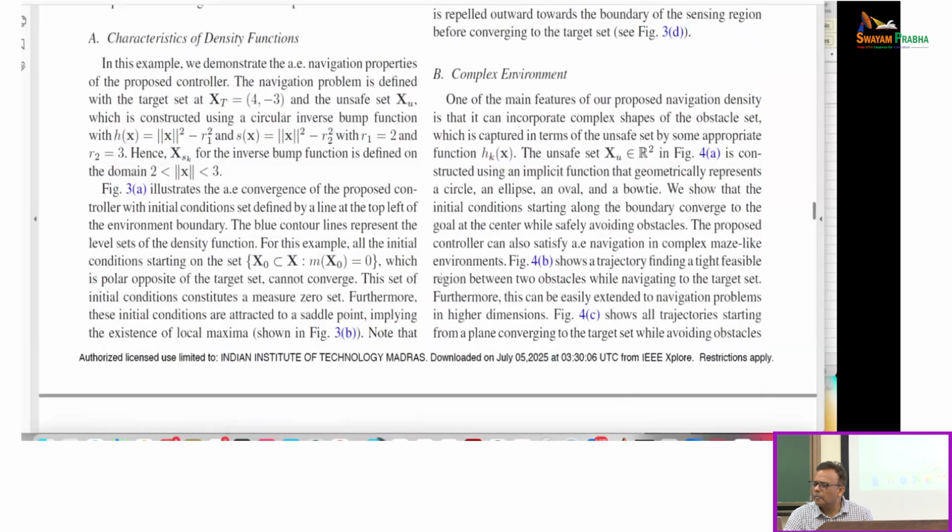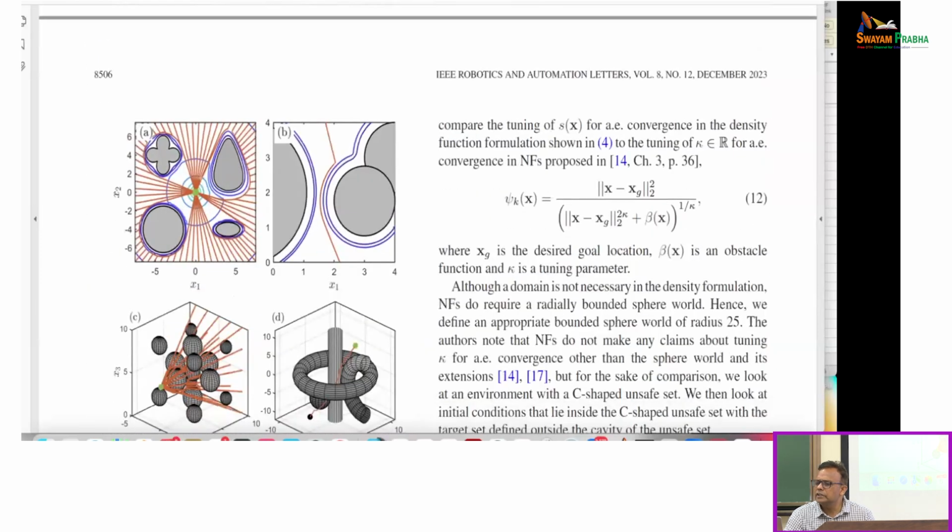Now, what you see here is that the gray boxes are the different obstacle shapes, and you want to get to the origin from almost all initial conditions. I mean, you're just picking all initial conditions in the state space, right? So you can see it successfully gets to the origin, which is the target set.